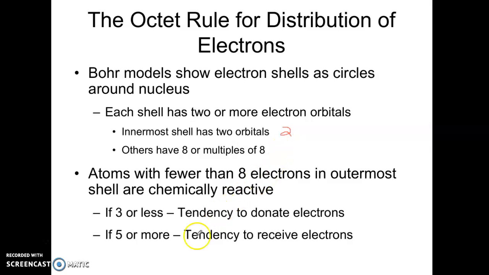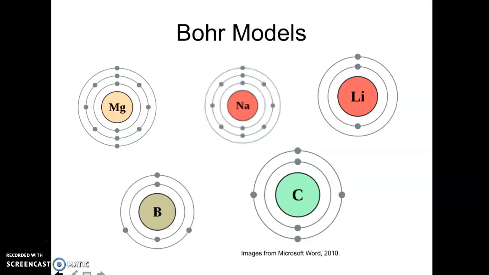Now, atoms that have fewer than 8 electrons in those outer shells are usually what we call chemically reactive. So if there are 3 or fewer, there's a tendency for that atom to donate its electrons to another atom. But if there are 5 or more electrons in that outer shell, it has a tendency to receive more electrons from another atom. So it really depends on what's happening in that outer shell.